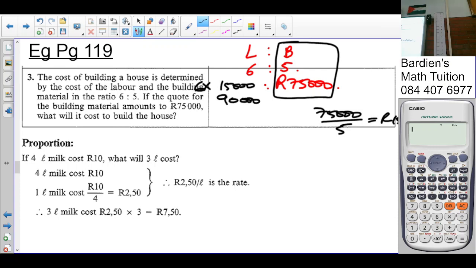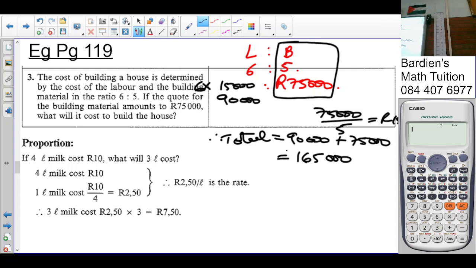90,000 rand. Therefore, the total is going to be the cost of the labor, which is 90,000, plus 75,000, which is 165,000. Add it. 165,000.